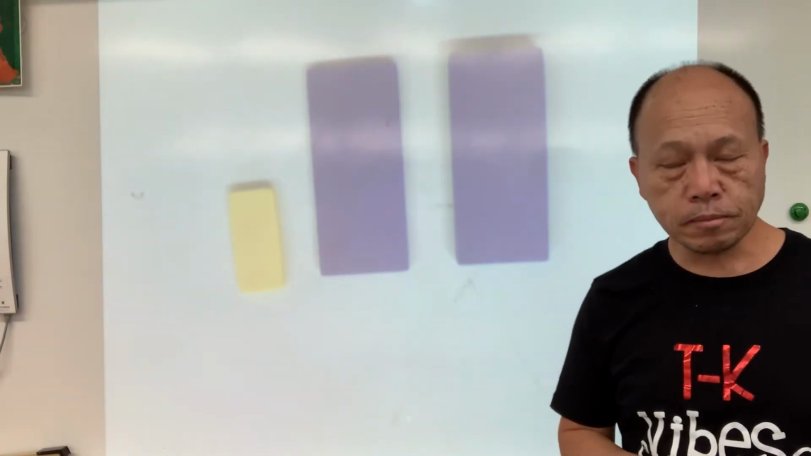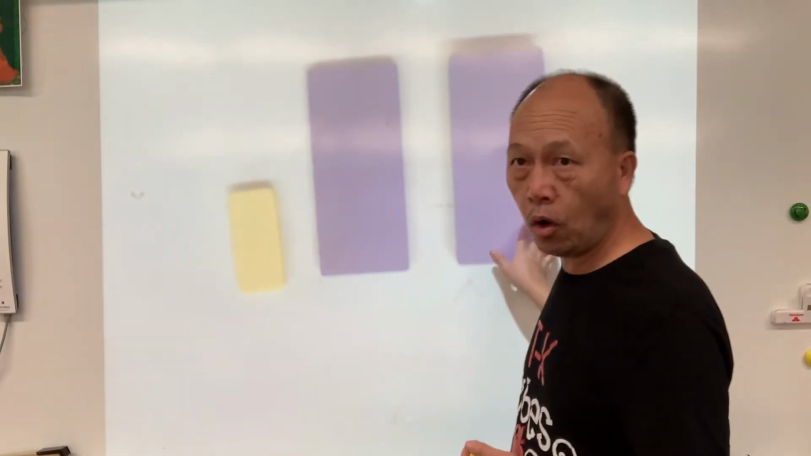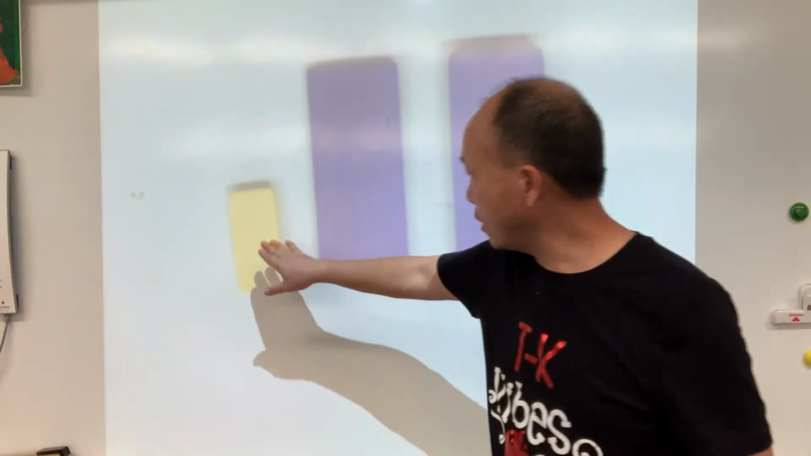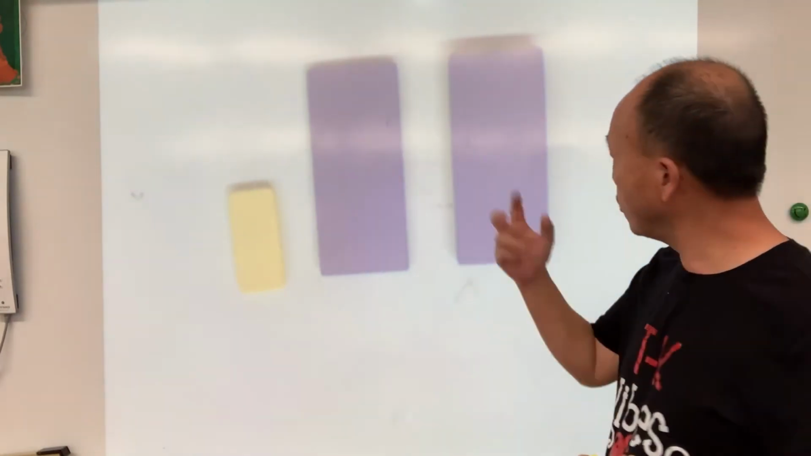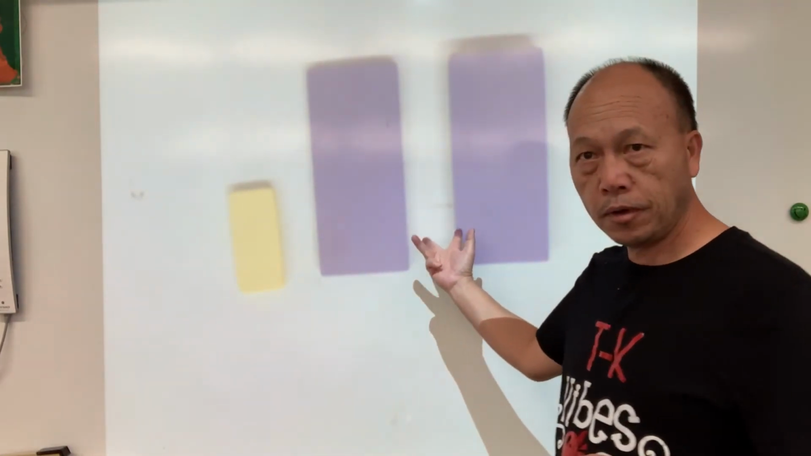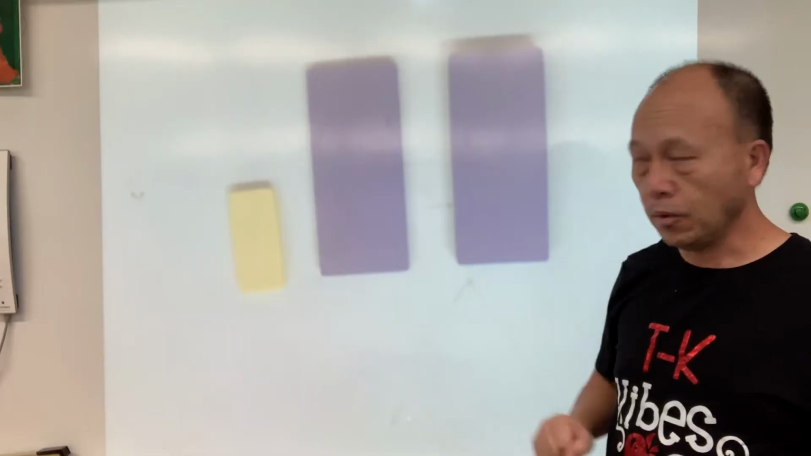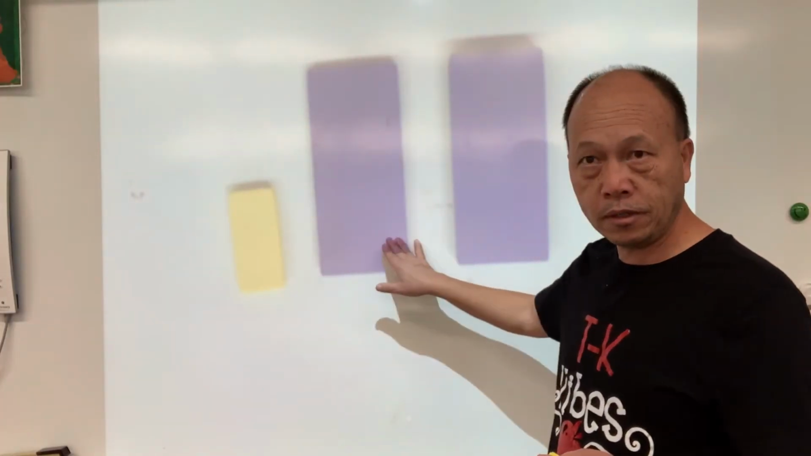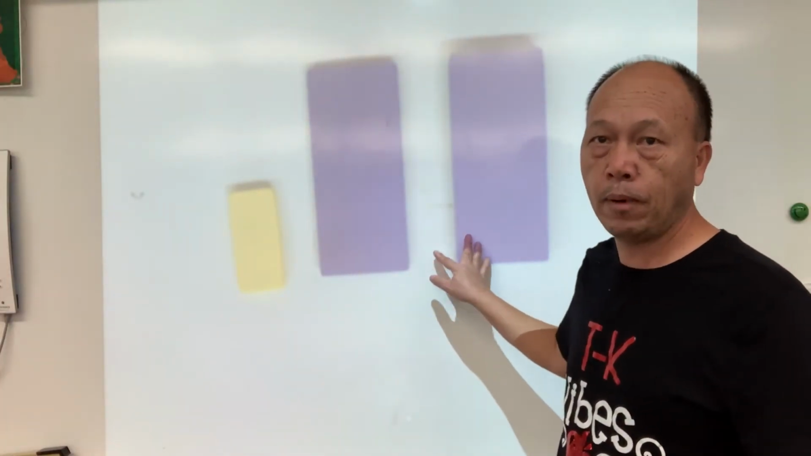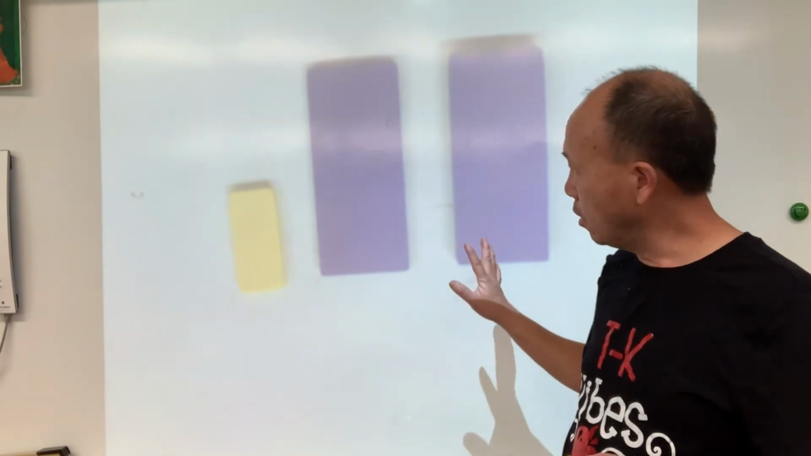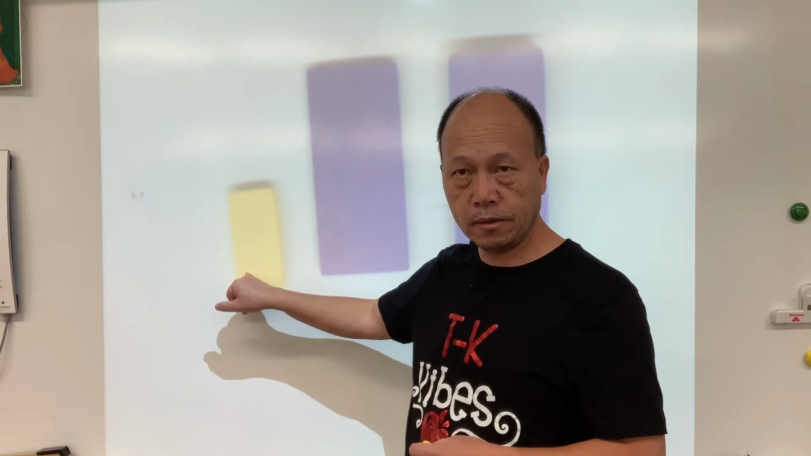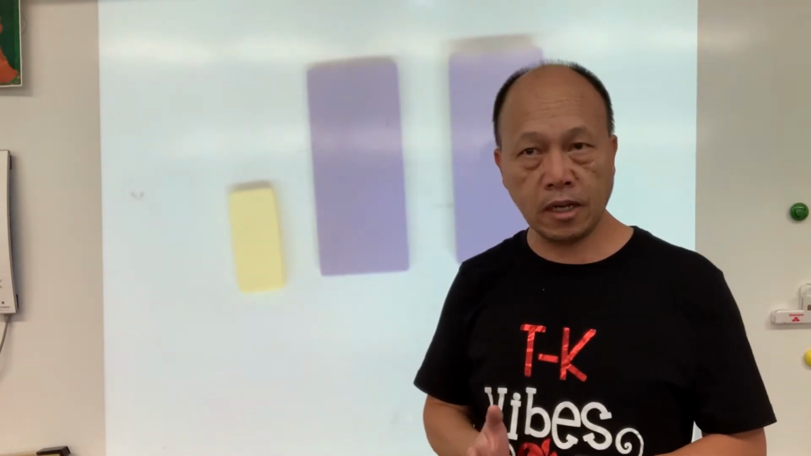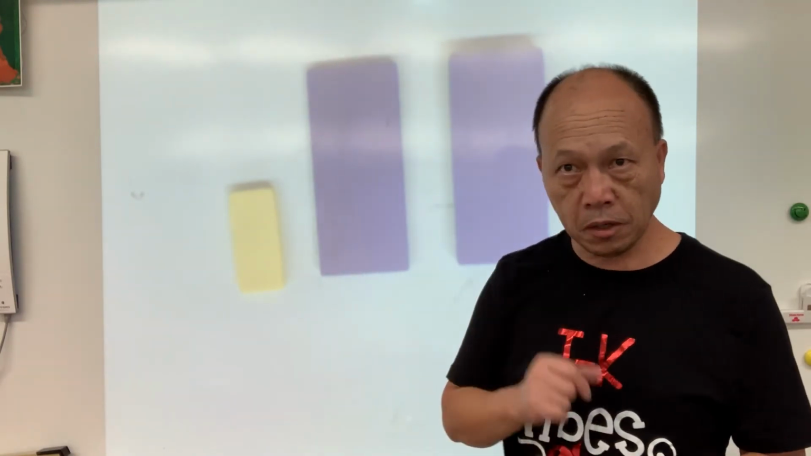Now if you look at these 3 rectangles, do you see anything that is the same? Well, I hope that you say they're all rectangle. Rectangle, rectangle, rectangle. And I hope you say that 2 are blue, 1 is yellow. What's the same about the 2 big ones? They're blue, and they're both big. What's different about this yellow one? Well, obviously it is yellow, and it is smaller.